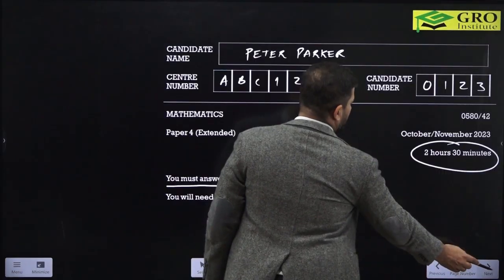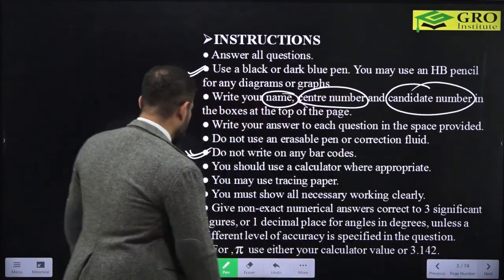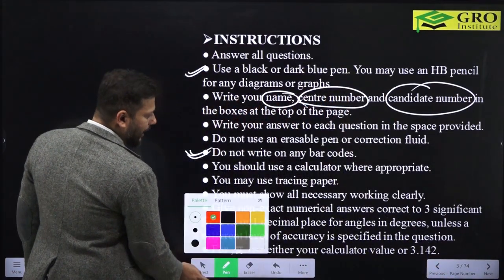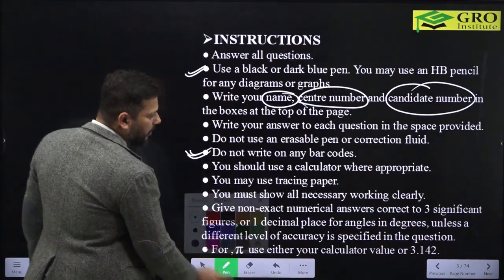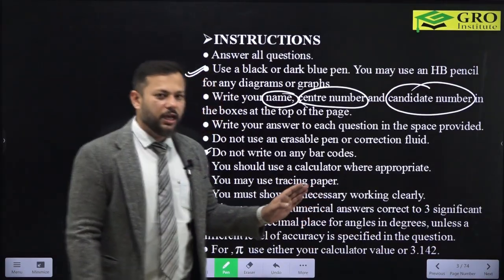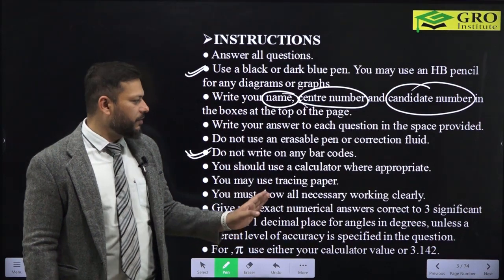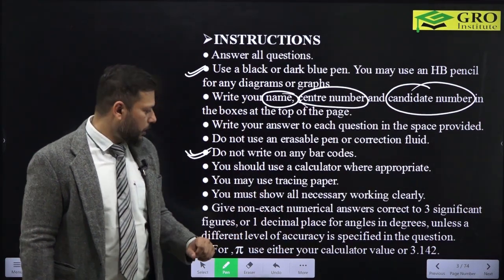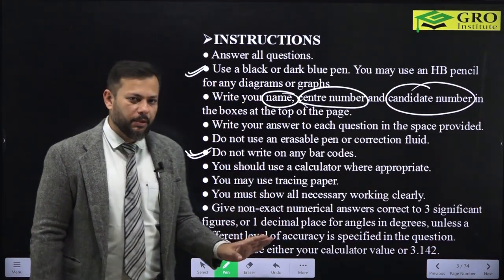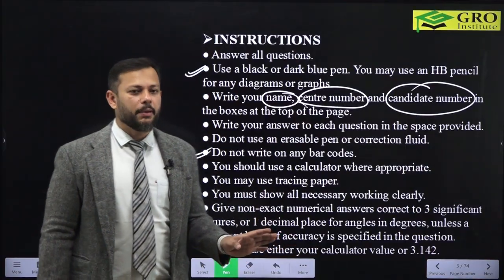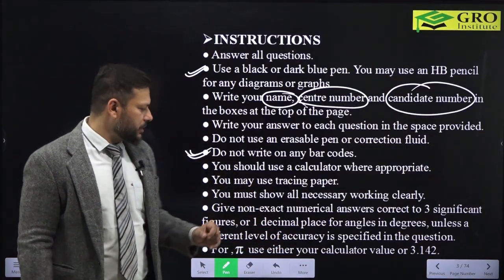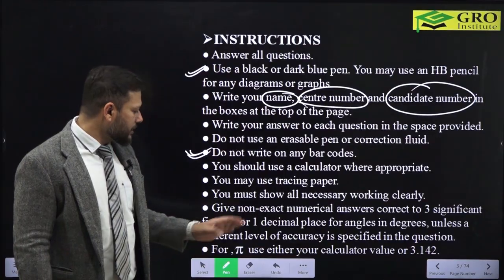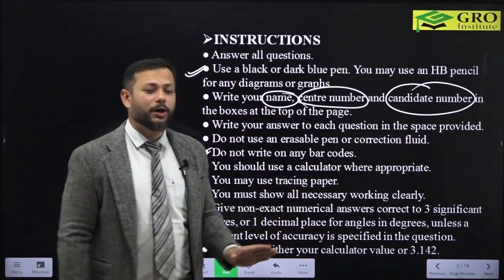So, moving ahead, you should use a calculator wherever appropriate. So we are allowed to use the calculator wherever its use is allowed. Next, you may use tracing paper as well. You can use tracing paper for translation purposes or any other sketching purposes. You must show all necessary working clearly.